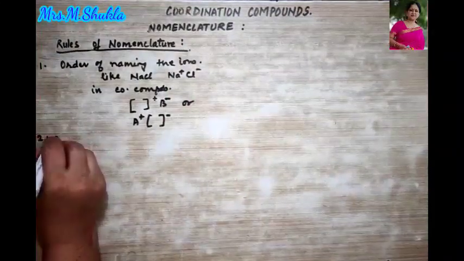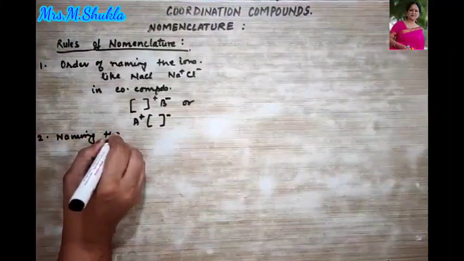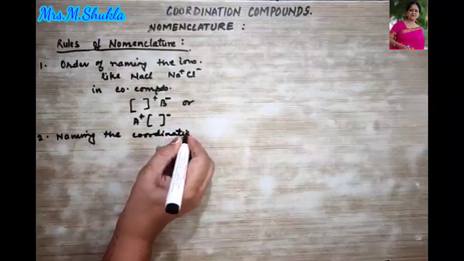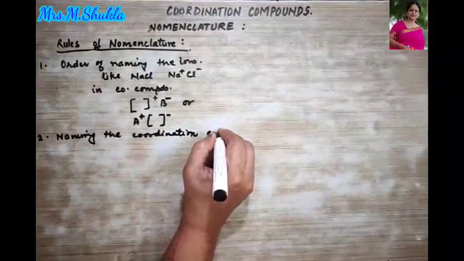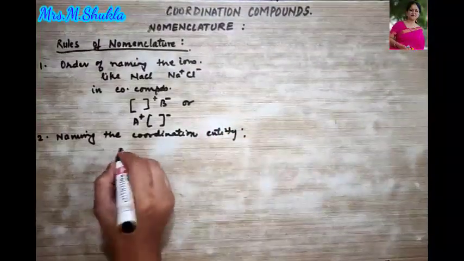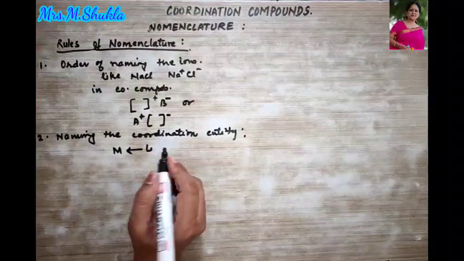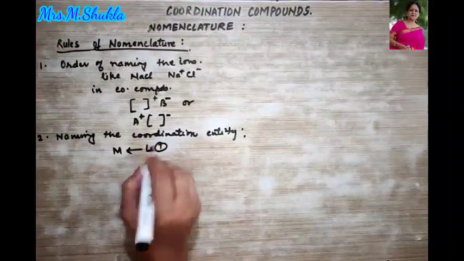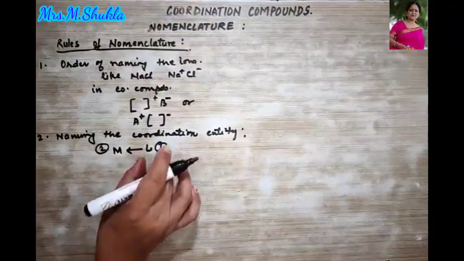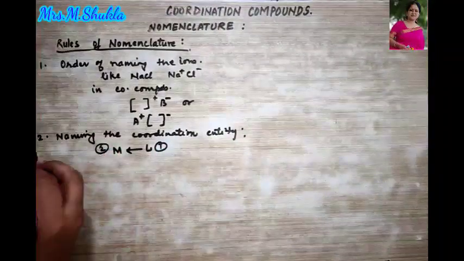Second point, naming the coordination entity. Since the compound is written like this, first we talk about ligands and then we talk about the central metal atom. First the ligands, and then the metals.